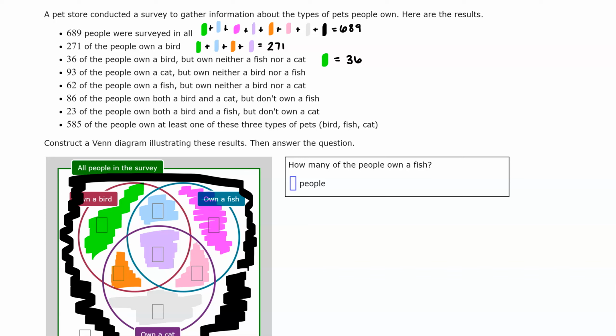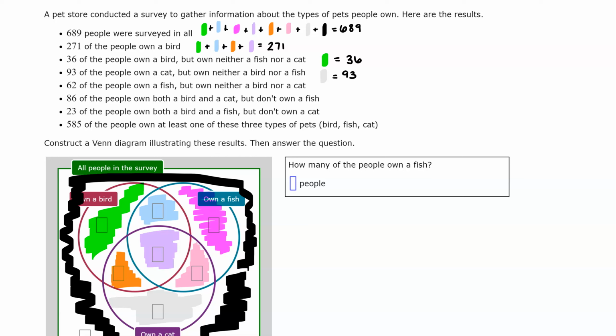I'm not going to start doing anything different. I'm going to just keep going with each sentence because eventually you'll get something, but sometimes you get to the end and you're going to have to set it up anyway. So let's keep going. 93 of the people owned a cat, but owned neither a bird nor a fish. So cat has 4 rooms: gray, orange, purple, and light pink. But the people who only own a cat, not a bird, not a fish, those guys are in gray.